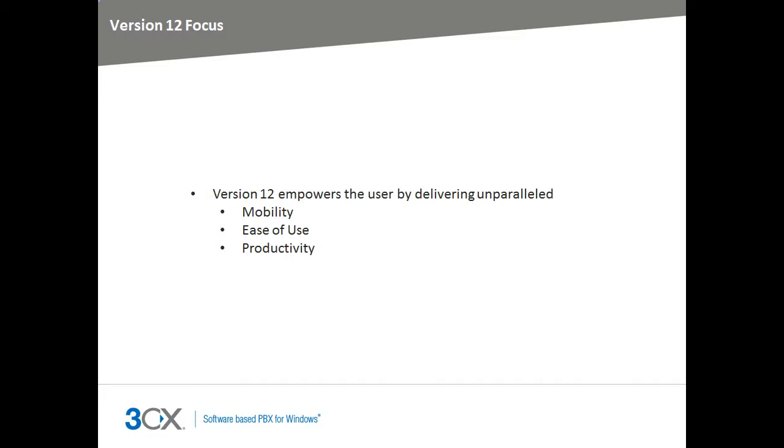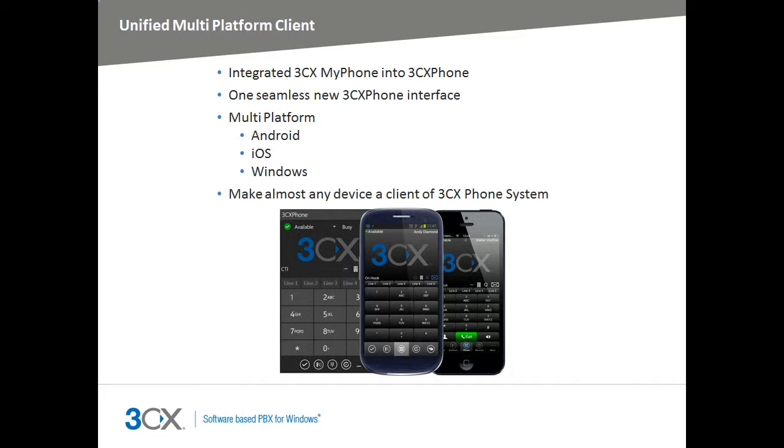We'll now take a look at some of the changes we've made to version 12 and show you how we've enhanced mobility, ease of use, and productivity. One of the big changes we've made to version 12 is that 3CX MyPhone and the separate SIP clients have been replaced and merged into a single 3CX Phone client for Android, iPhone, and Windows.